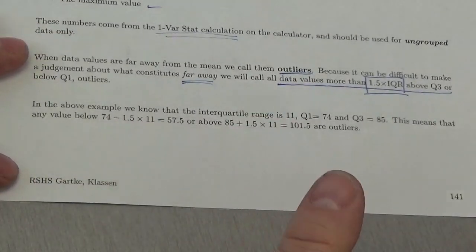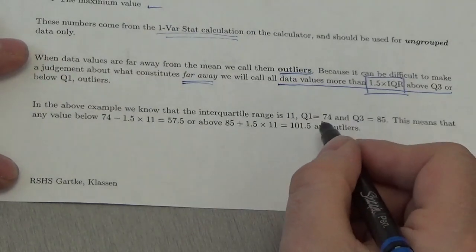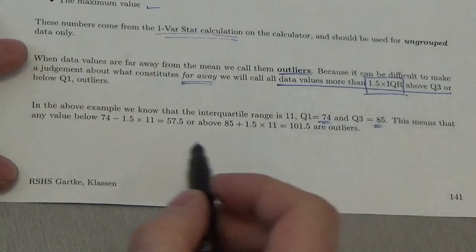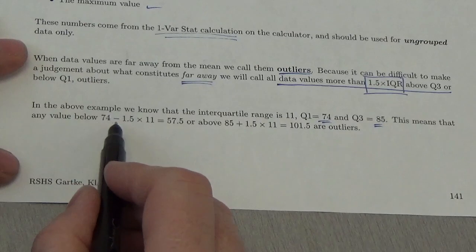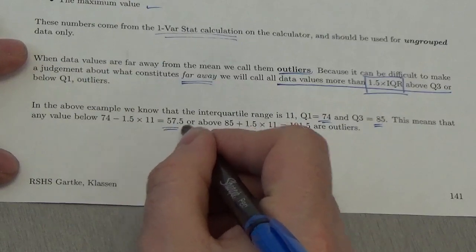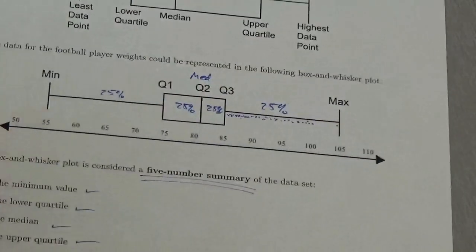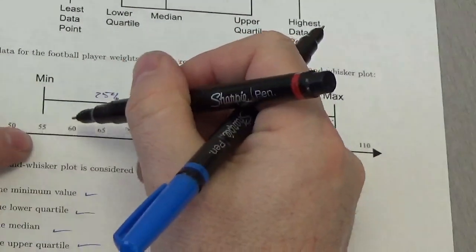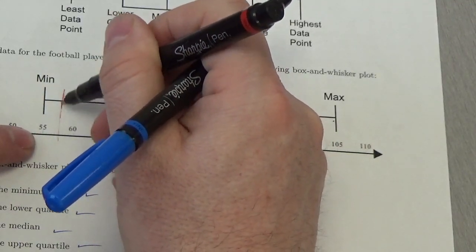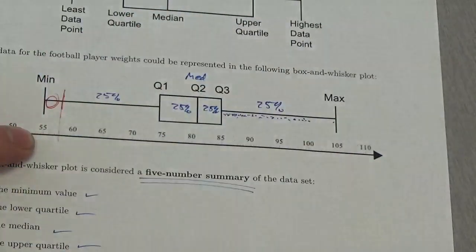So in the above example that we've been using with the football players, the interquartile range was 11, okay? Q1, the first quartile, was 74, Q3 was 85. So let's take this. If you take 74 and subtract 1.5 times 11, we get 57.5. This is the low bound, okay? So if I go up here, 57.5 on my graph is going to be somewhere right here. That's my low bound. Anything beyond here is going to be considered an outlier.